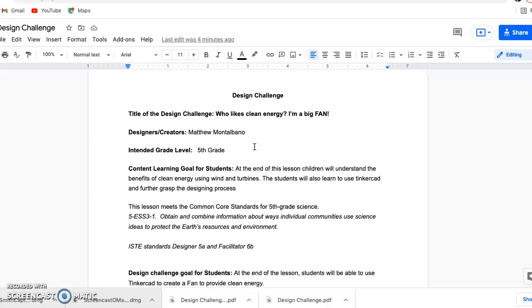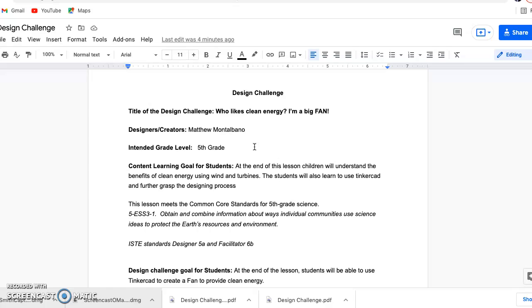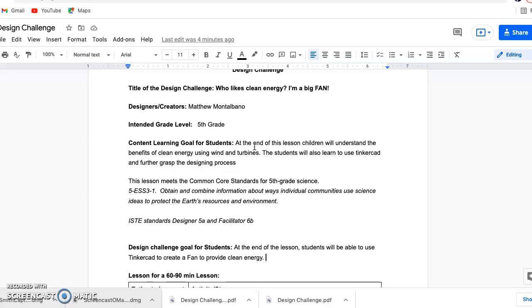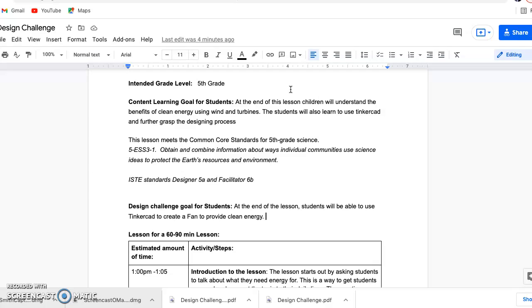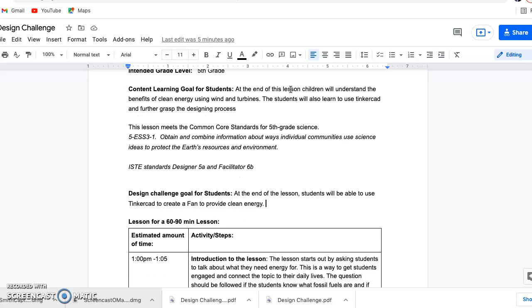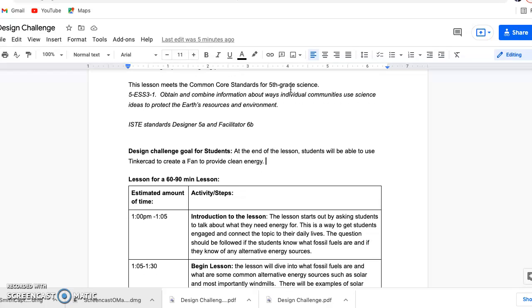So, the title of my design challenge is Who Likes Clean Energy? I'm a big fan. And it is meant for fifth grade students. And the goal for these students is that they will be able to understand the benefits of clean energy using wind and turbines. And the students will also be able to learn how to use Tinkercad and further grasp the designing process using that resource.